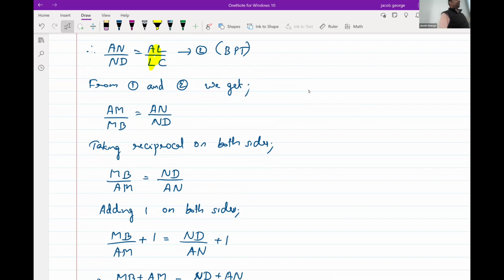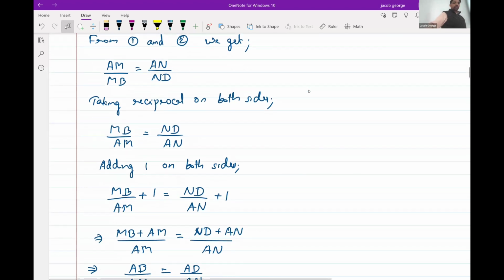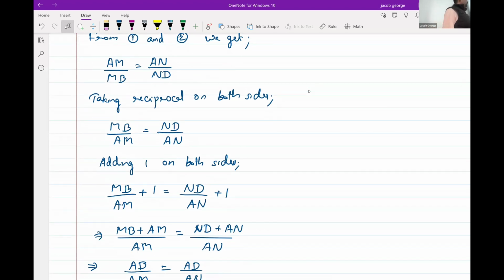Then what to do, Hannah? Adding 1 on both sides. That means MB by AM plus 1 is equal to ND by AN plus 1. Adding 1 like this. So then we have to take the LCM. You have completed, right? Good. So MB plus AM by AM is equal to ND plus AN by AN.